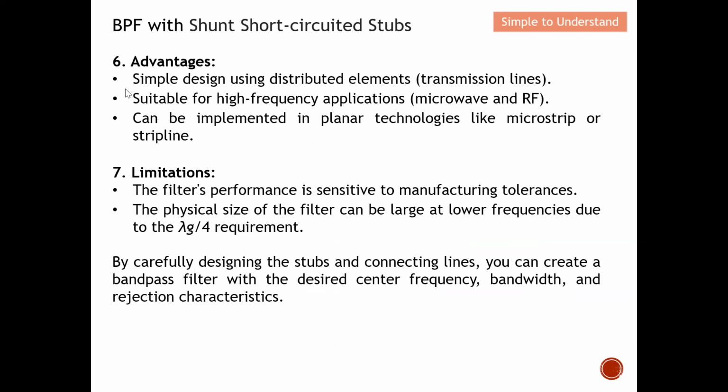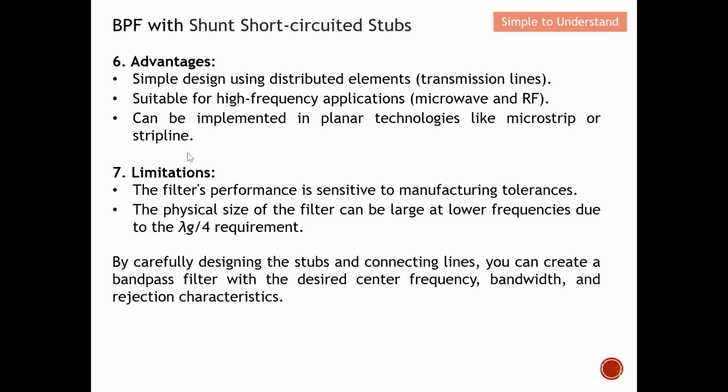Coming to the advantages. When we implement this bandpass filter with the connecting line plus the shunt short circuit stub, the key advantage is that it is relatively simple. Later on you will see how simple it is to design this bandpass filter. Next, you are also using distributed elements rather than lumped elements, which means the L and C, so they are suitable for high frequency applications. They can be easily implemented in a planar technology like microstrip line or strip line. In this video I will concentrate on the microstrip line.